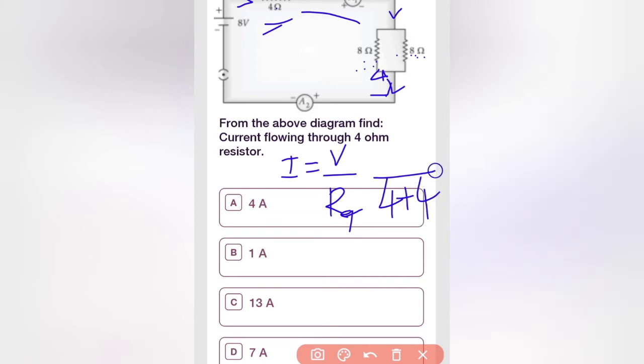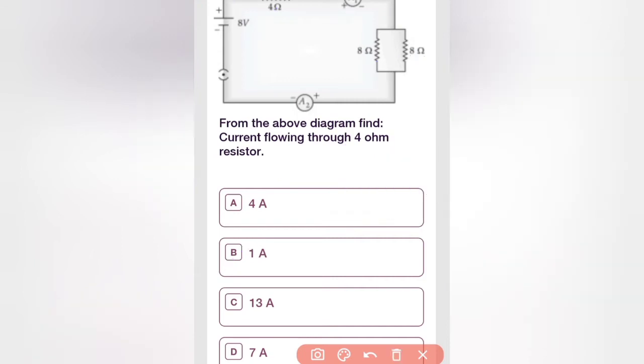And the voltage here is 8 volt. So 8 divided by 8, it's going to be 1 amp. So 1 amp is the current flowing through the 4 ohm resistor. Option B will be the correct answer. 1 amp.